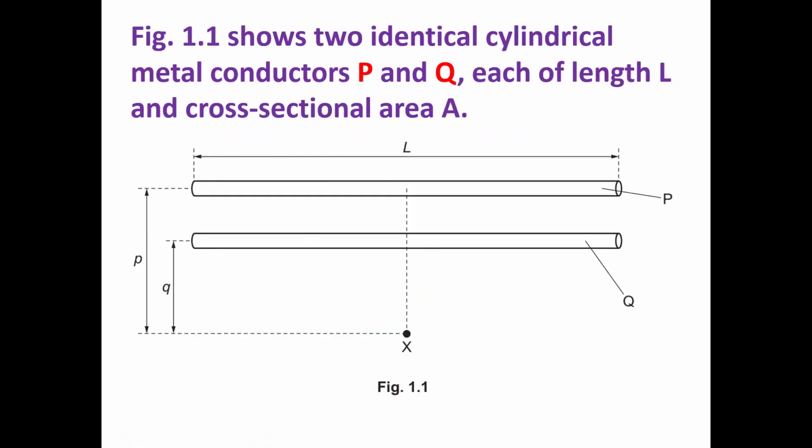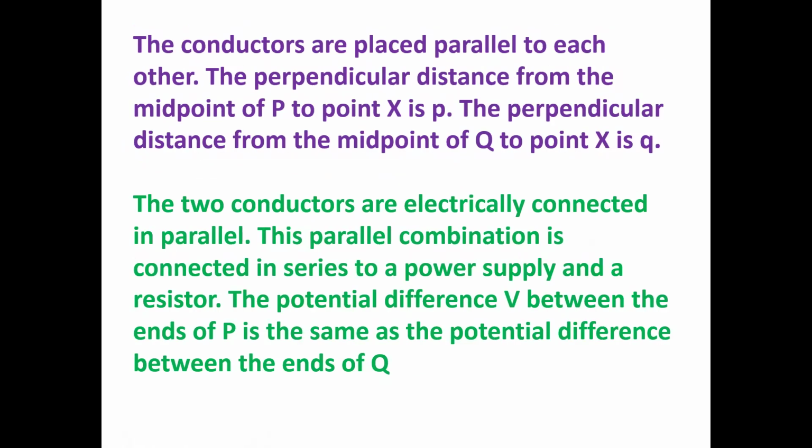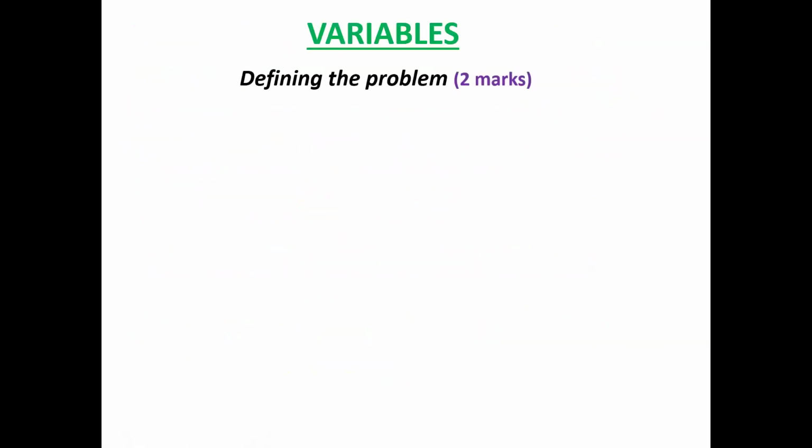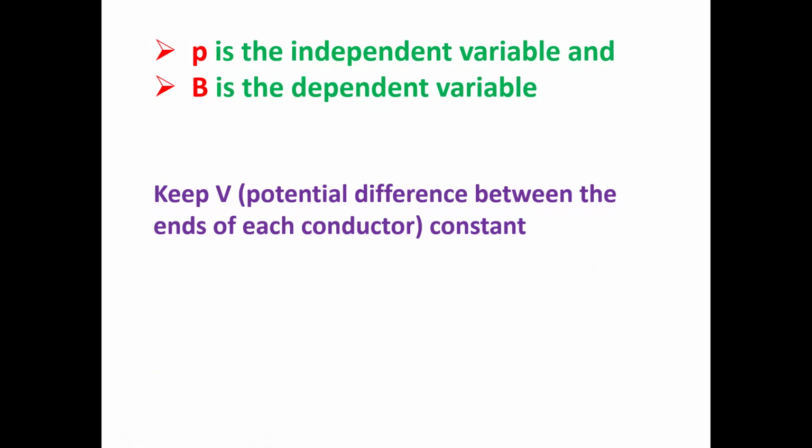What is P? If I go back and look, this is the P. P is the separation of the upper rod from the point X. So I can easily locate the value of P, and I can change the value of P. P is the independent variable. B is the dependent variable.